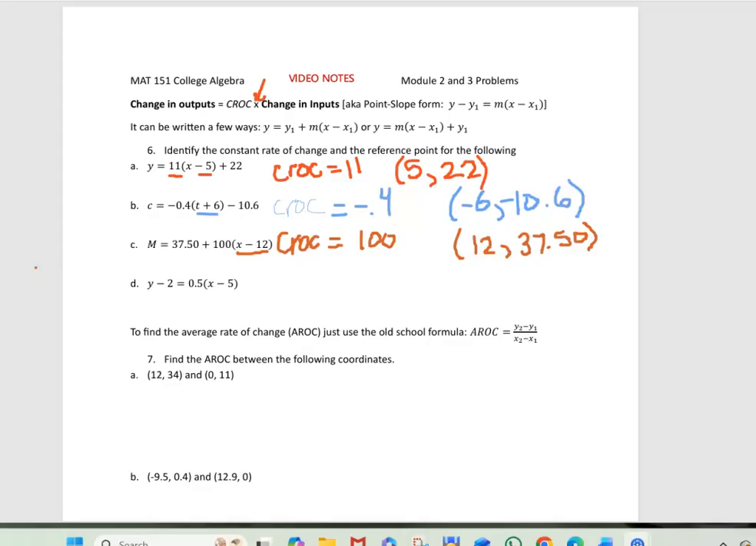All right, this one is a little different. It's actually what we used to have on the left side, but if you were to add 2 to the other side, then it would be where it belongs, right? We'd like our variables on the left side to be solo. All right, so CROC, and that's why most college teachers don't like the way the high school teachers do it, because we don't like y minus, we like y equals. So the CROC is 0.5, and then of course your reference point would be 5, 2.